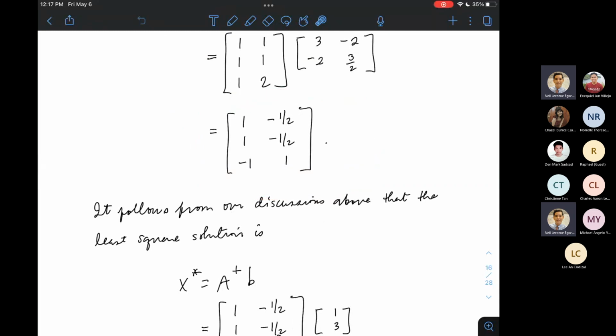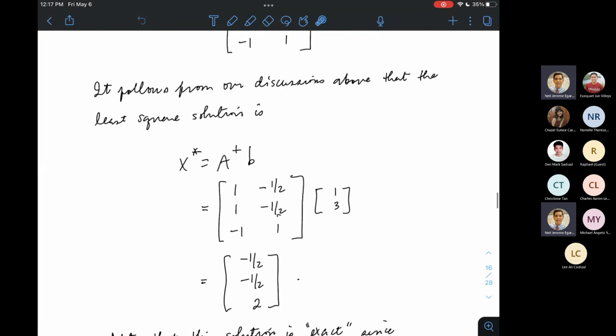Okay? And then from our discussions above, the least square solution will be given by A pseudo-inverse or A plus times B. So this is our computed pseudo-inverse. Multiply it by the right-hand side vector. And we'll get the solution -1/2, -1/2, comma 2.